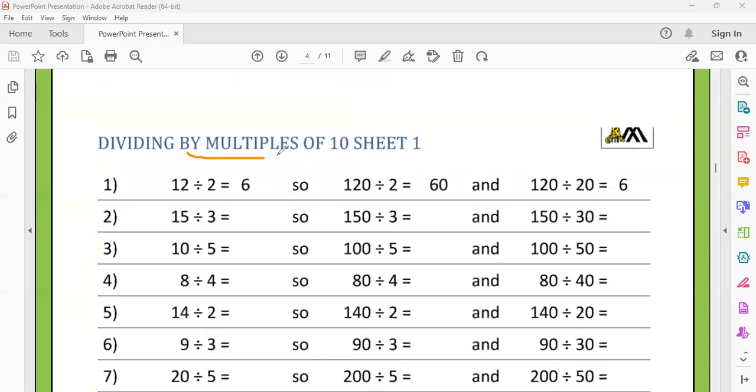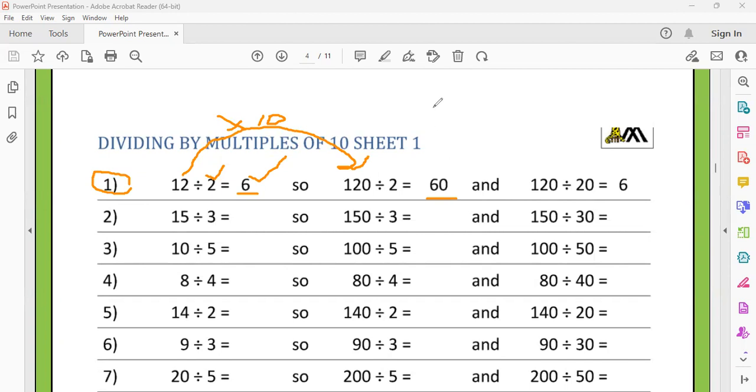Next would be dividing by multiples of 10. Now, what does it mean? Look at number 1. We have 12 divided by 2 equals 6. Now, that 12 becomes 120, which means I have multiplied by 10. 12 times 10 is a multiple now. 120 divided by 2, the same divisor. And look at your answer. It's 60. In other words, the answer is pretty much 6, but a multiple of 10.